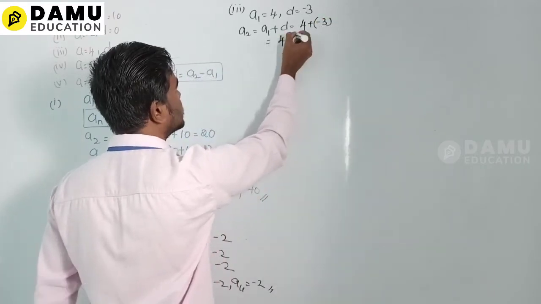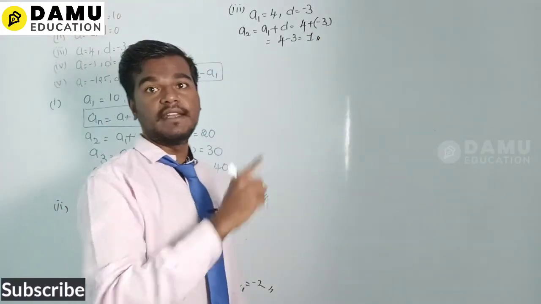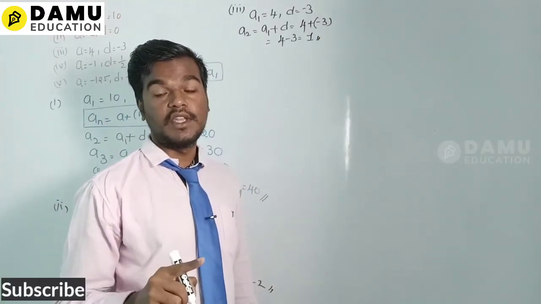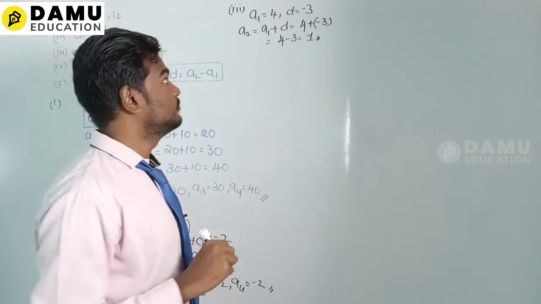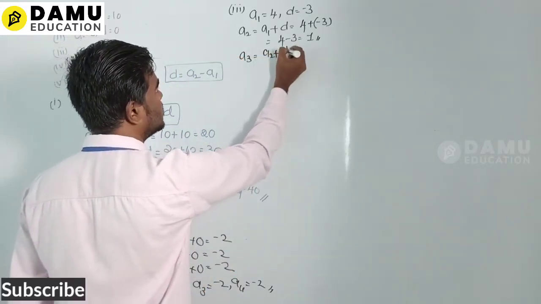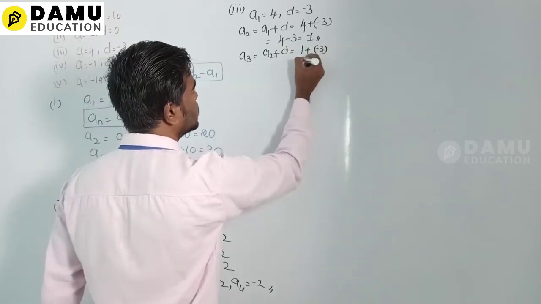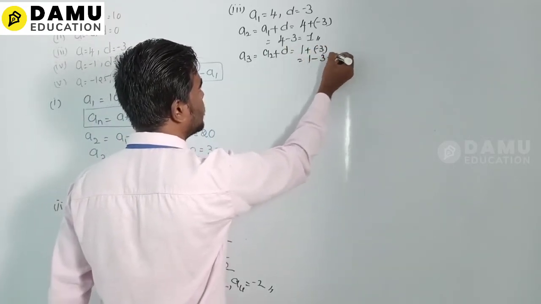So 4 minus 3 will be equal to 1, because plus into minus gives minus, so it is 4 minus 3. We know that is 1. Then a3 is a2 plus d. So a2 is 1 plus of minus 3. What value do we get? 1 minus 3 is minus 2.